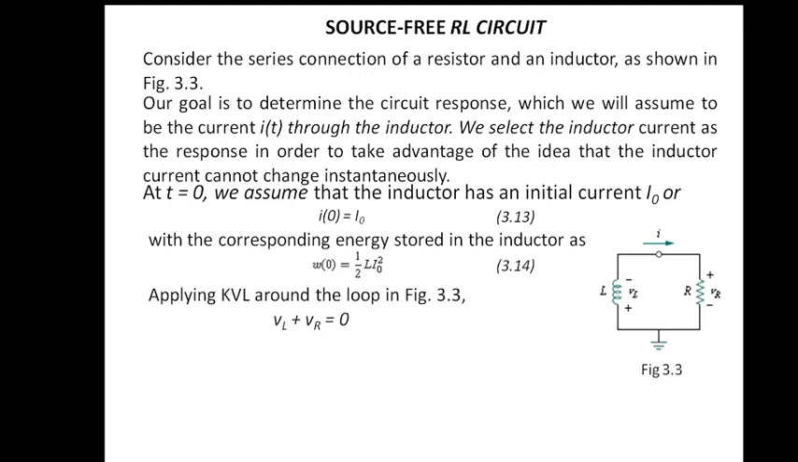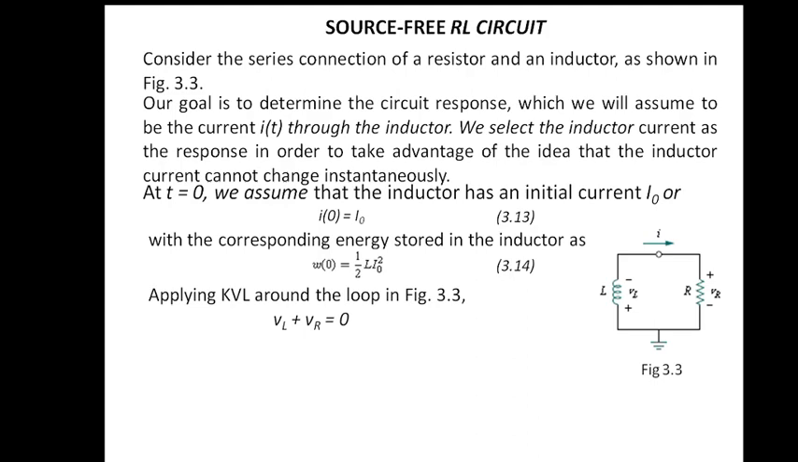Then apply KVL for the circuit. It is a loop circuit. Once we apply KVL, what do we get? The algebraic sum of the voltages equals 0. VR plus VL equals 0, because there is no external source. That's the reason we take 0.